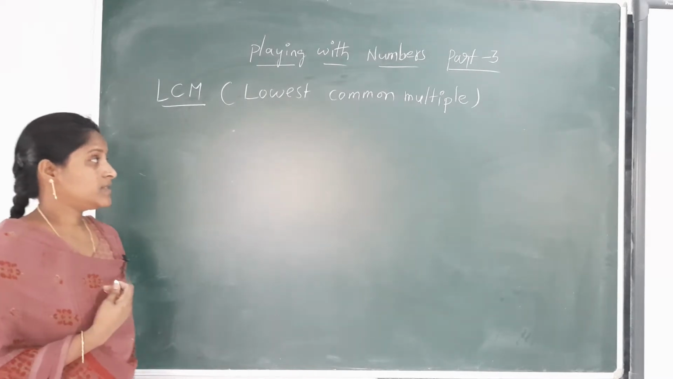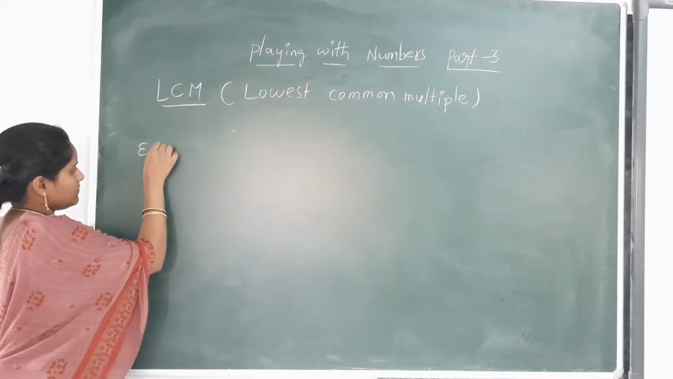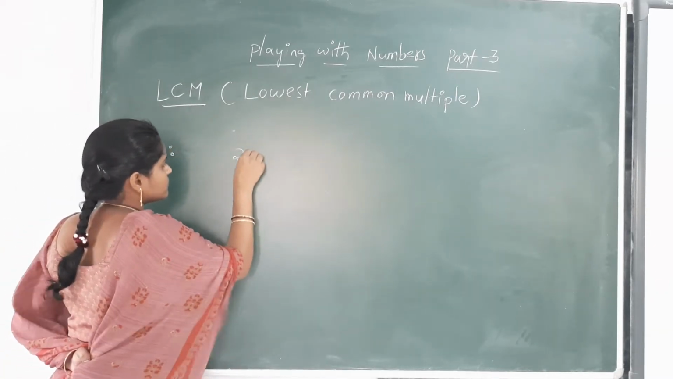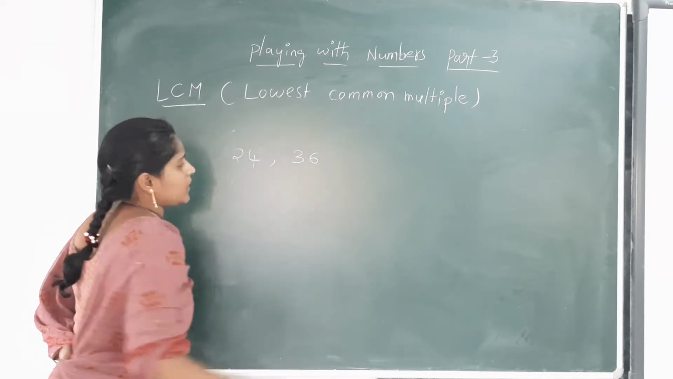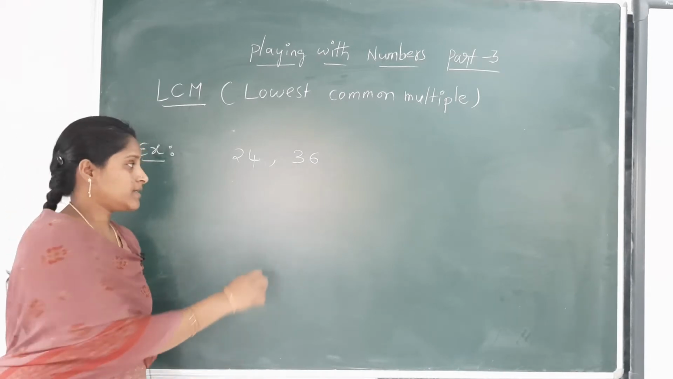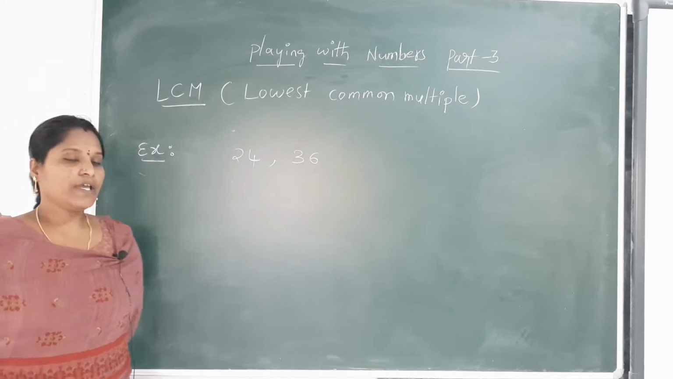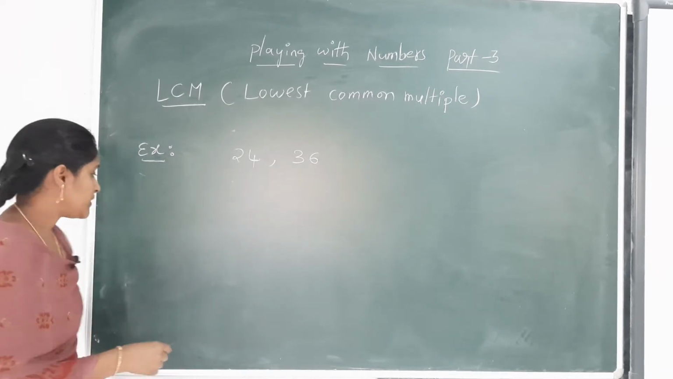For example, consider the first example: 24 and 36. Now we are going to find out the LCM of 24 and 36. For solving LCM we have some methods. What are those methods? Now we will discuss.